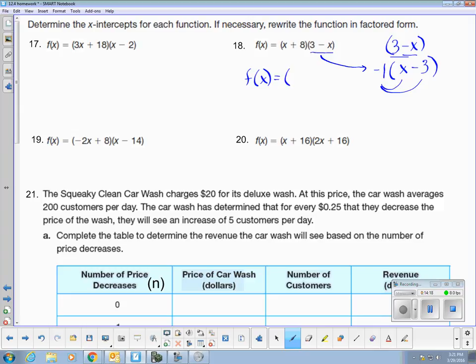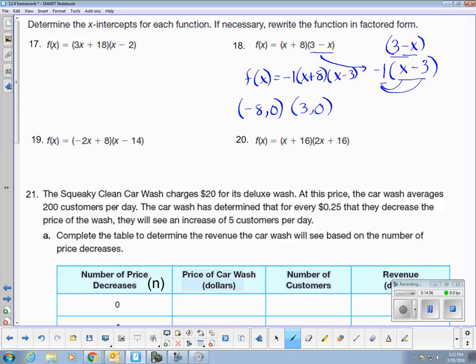So my function in factored form, x plus 8, and let's move this over, times x minus 3. And we're going to take this negative 1 and we'll put him right out in the front. And my x-intercepts, negative 8, comma 0, 3, comma 0.